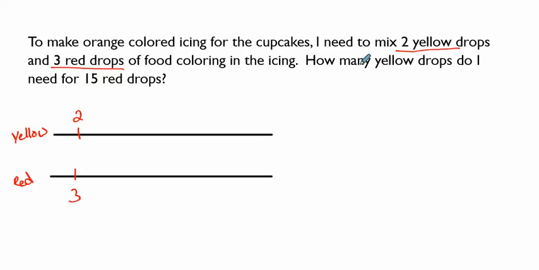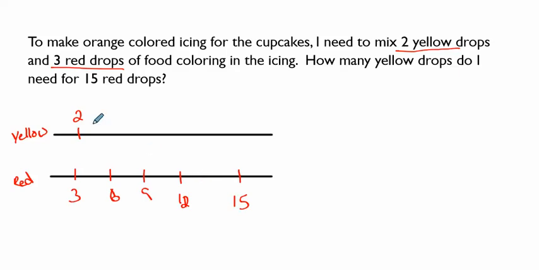Then my question says I want to know how many yellow I need. So I need to know how many yellow I need if I needed 15 reds. So I'm going to come over here and put my 15 reds over here. That's what I want to get to. I can do this a couple different ways. The easy way might be, I'm just going to start counting out my reds. So my reds, I would do 3 drops, then another 3 would get me 6 drops, then another 3 would do 9, then another 3 would be 12. Then my next one will be 15. I should space that out a little bit better.